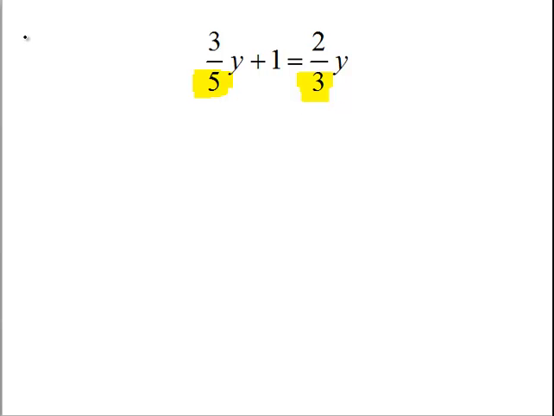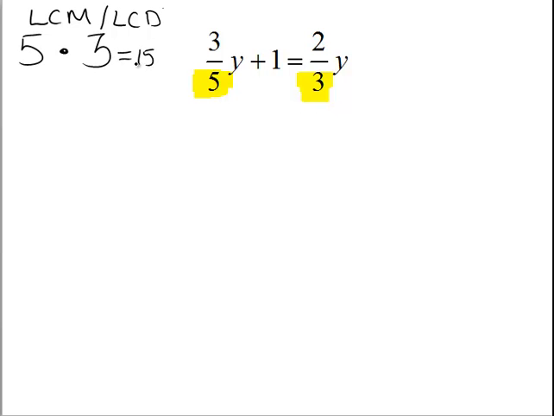So what we're going to do is find an LCM, a least common multiple. You might also hear least common denominator for 5 and 3. So in this case, we see that both 5 and 3 are prime numbers. And so because they are prime numbers, the least common number that they both go into is the product of the two, which in this case is 15.